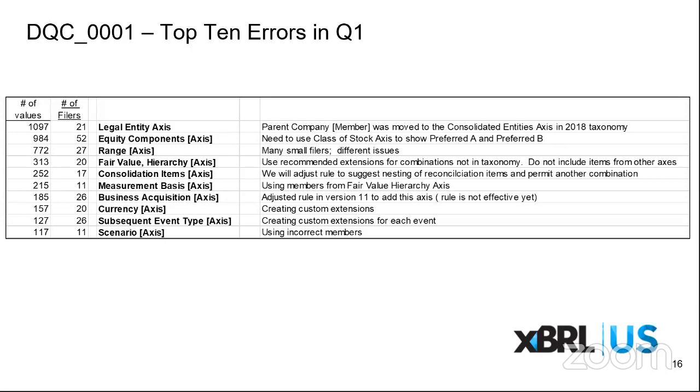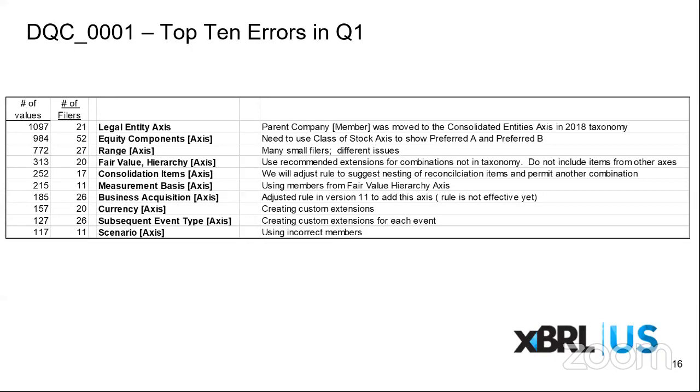The currency axis is peculiar in that the members on that axis are located in the SEC's currency taxonomy. So we feel that the companies that had these errors created custom members for currencies, such as Mexican peso, rather than use the standard elements that are in the currency taxonomy.